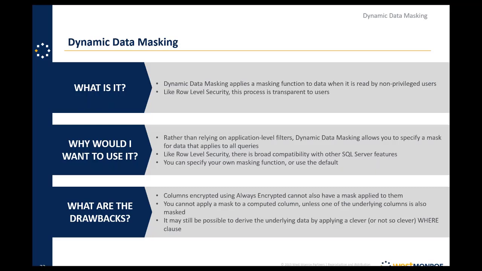So great segue with the question on dynamic data masking. I'm going to talk a little bit about what dynamic data masking is. I'll get into using that instead of encryption in a second as well. So dynamic data masking applies a masking function to data when it is read by non-privileged users. Like we were just talking about with row level security, this process is transparent.